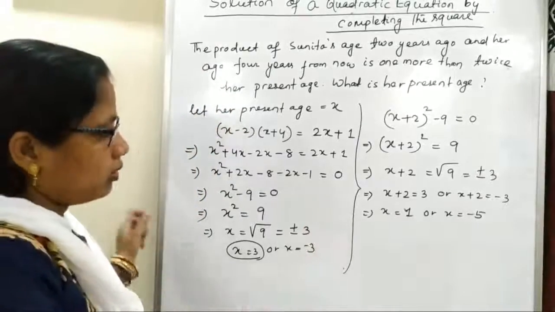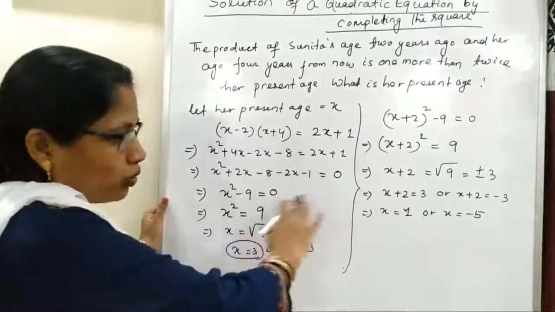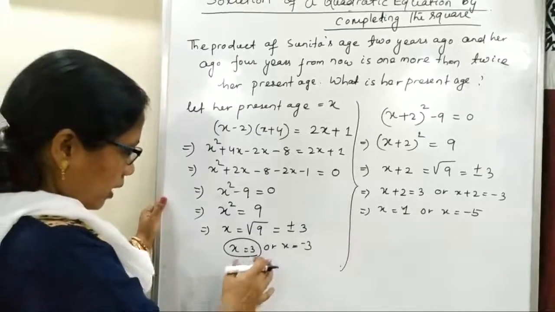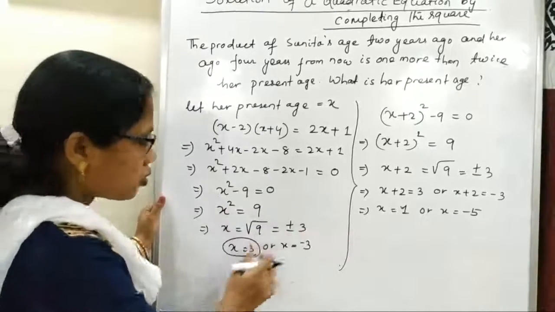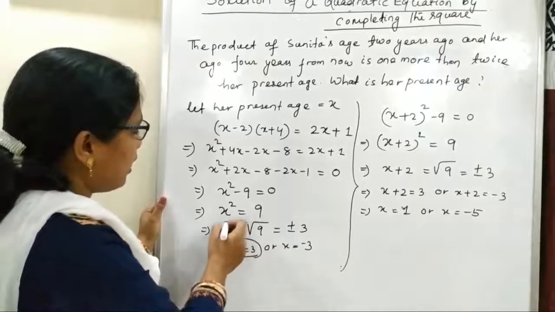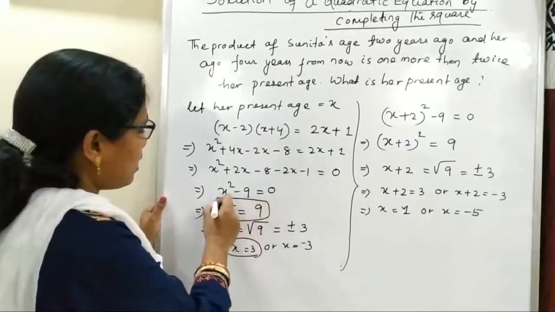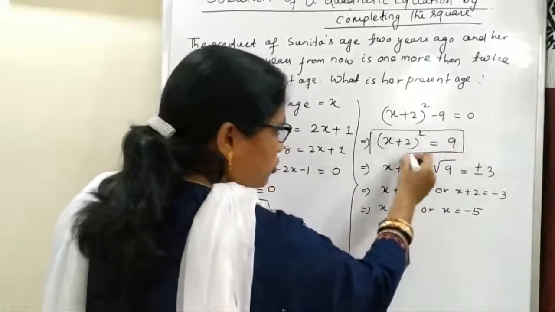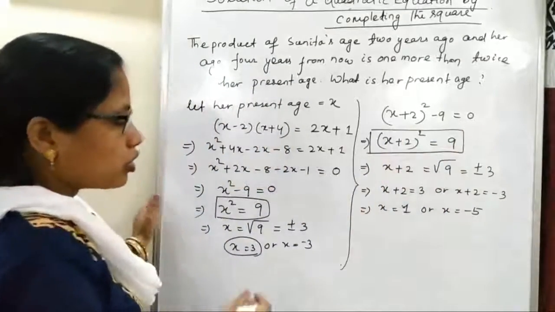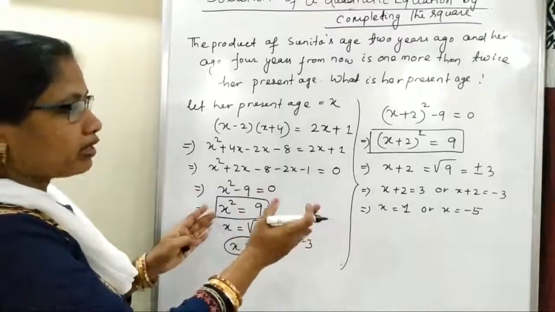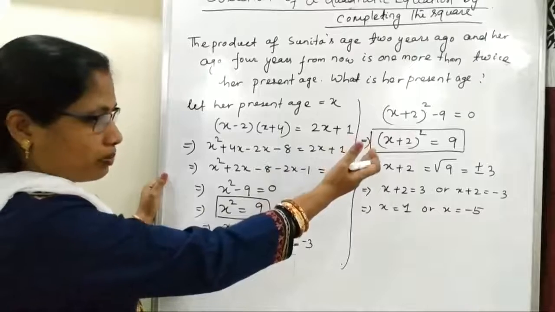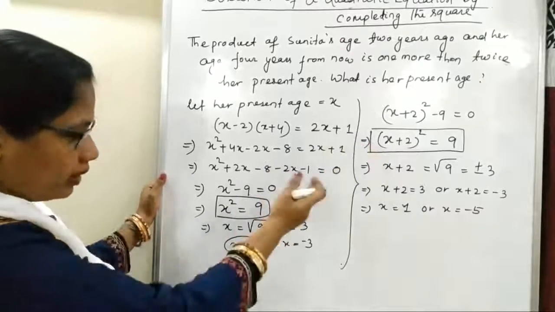So here we have taken two examples, and in both the cases the x is inside a square. Here x square is equal to 9, and here x plus 2 whole square is equal to 9. So we can easily find the root by finding the square root of 9.